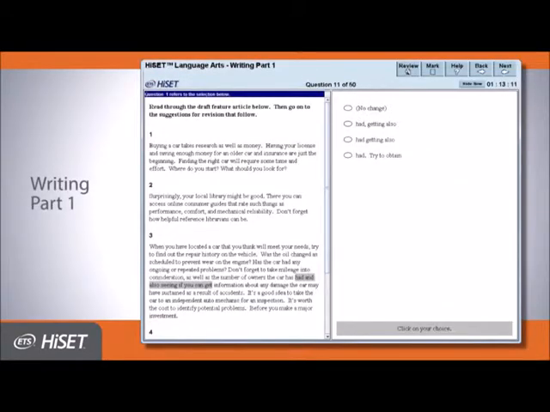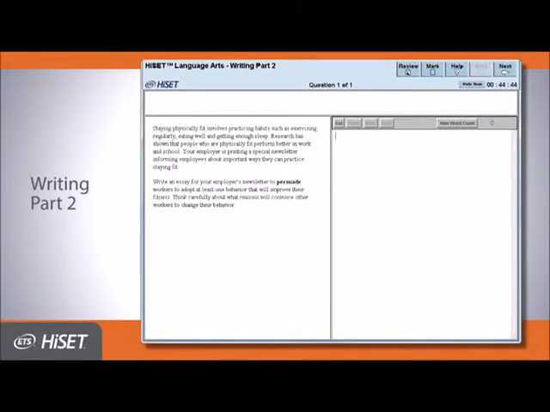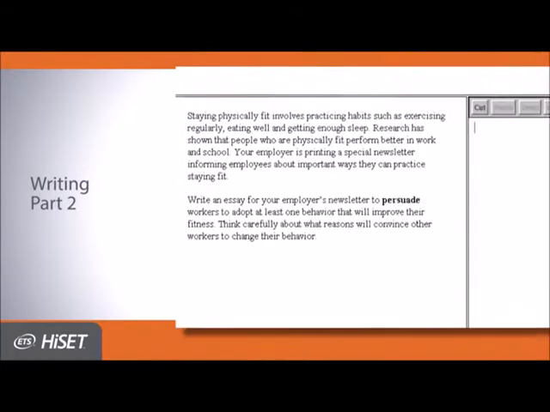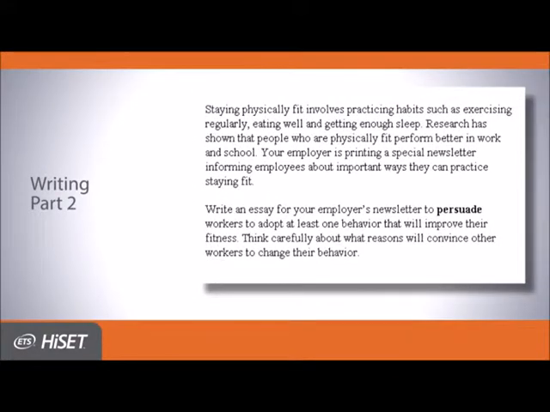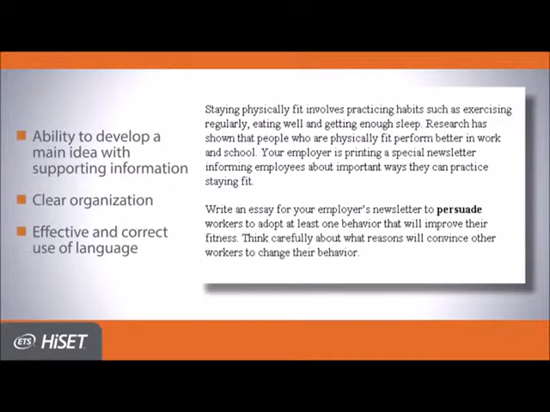As I mentioned before, the writing subtest has 2 parts. This multiple-choice question from Part 1 asks you to improve the writing by selecting the best choice to replace the indicated words, or if it would be better, to leave it unchanged. Part 2 of the writing subtest is an essay question to test your writing skills. This example asks you to write a persuasive essay for a newsletter to encourage people to exercise. What counts most is your ability to develop a main idea with supporting information, clear organization, and effective and correct use of language.